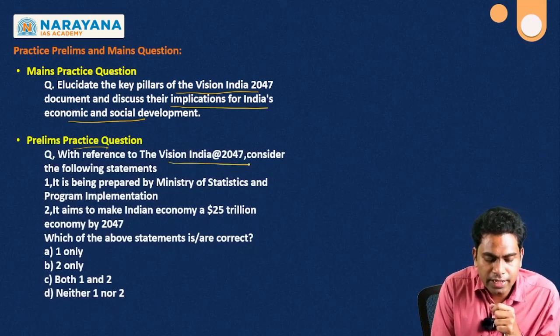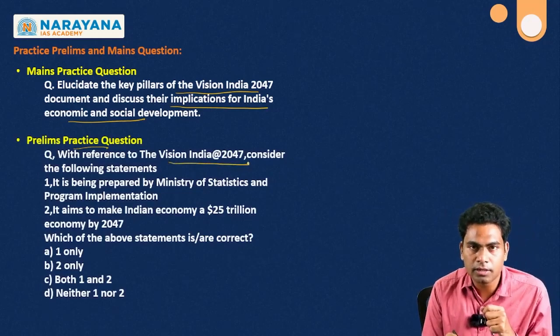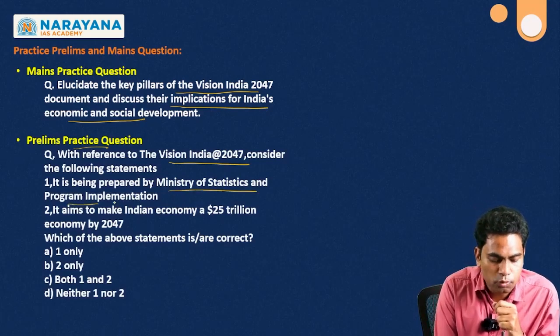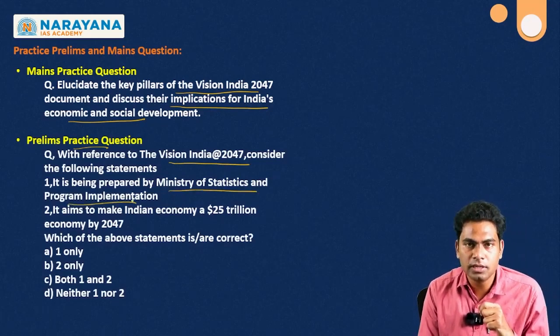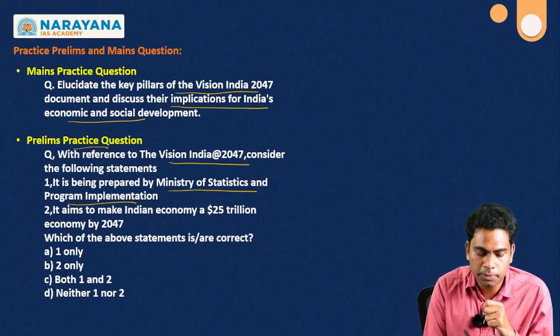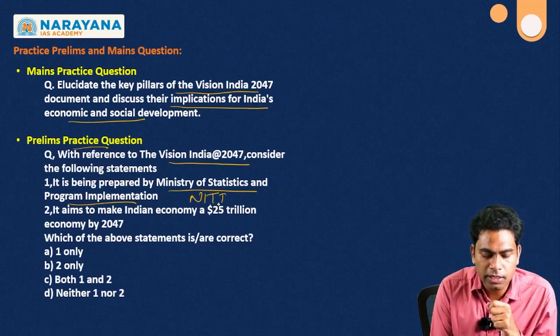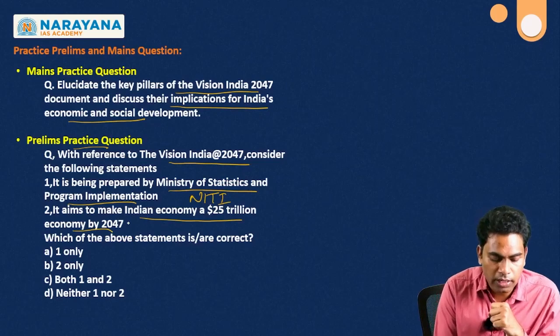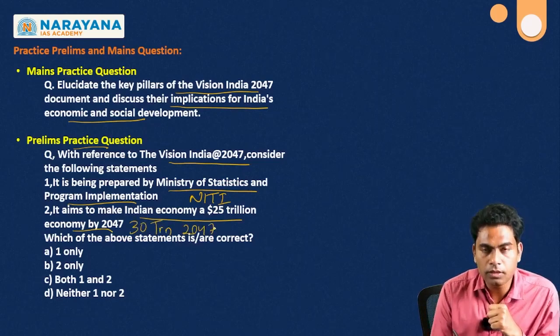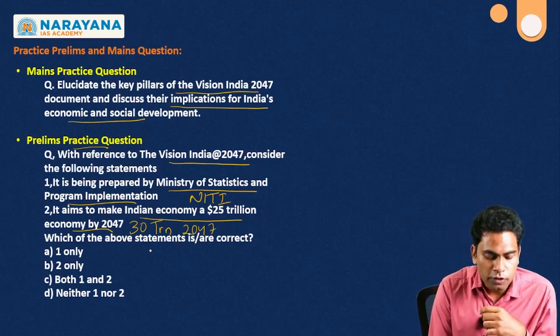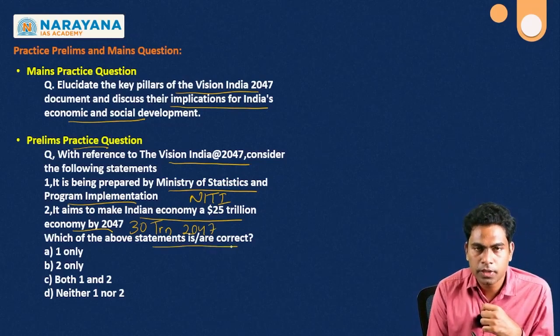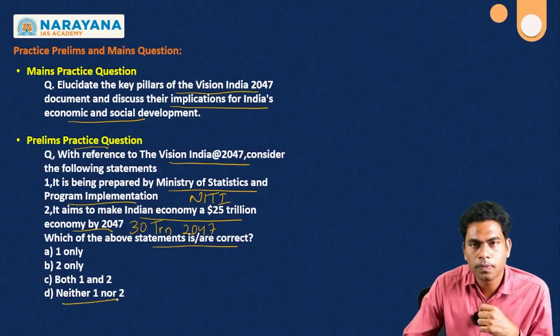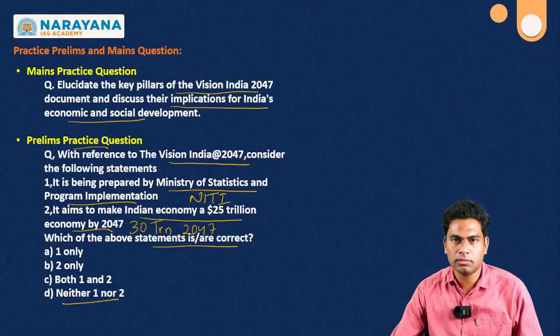Prelims practice question. With reference to Vision India at the rate 2047, consider the following statements. One, it is prepared by the Ministry of Statistics and Program Implementation. As we have already seen, it is not prepared by the Ministry of Statistics, it is prepared by NITI Aayog. So the first statement is wrong. Next, it aims to make the Indian economy a $25 trillion economy by 2047. The actual aim is a $30 trillion economy by the year 2047. So both the statements are false. Now, which of the above statements is or are correct? Neither one nor two.